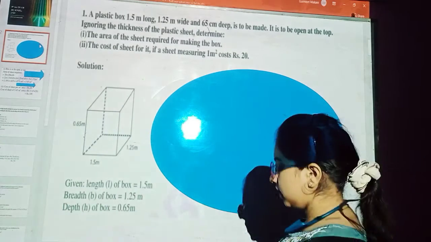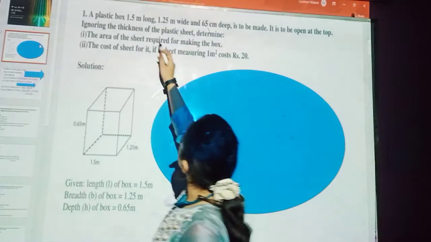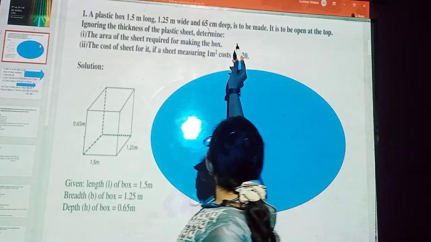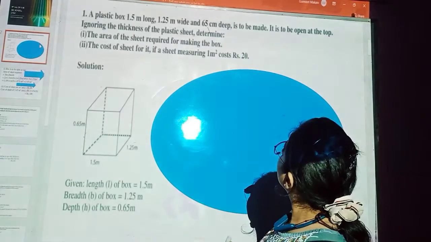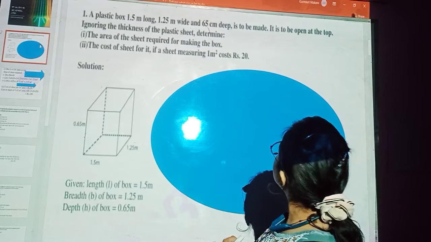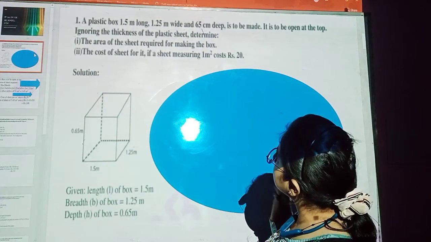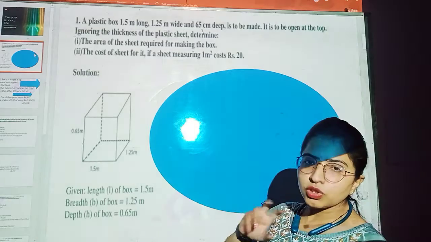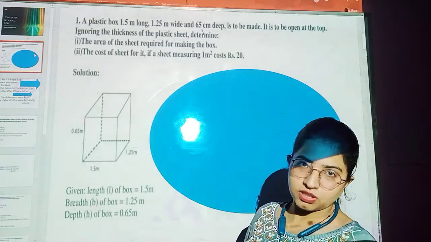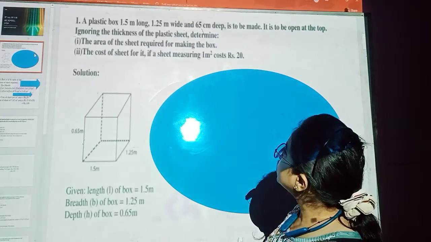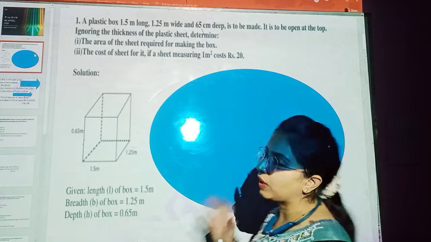First question: a plastic box 1.5 meter long, 1.25 meter wide, 65 centimeter deep is to be made. It is to be open at the top. Ignoring the thickness of the plastic box, determine what you have to find: the area of sheet required for making the plastic box, and the cost of sheet for it, if a sheet measuring 1 meter square costs rupees 20.